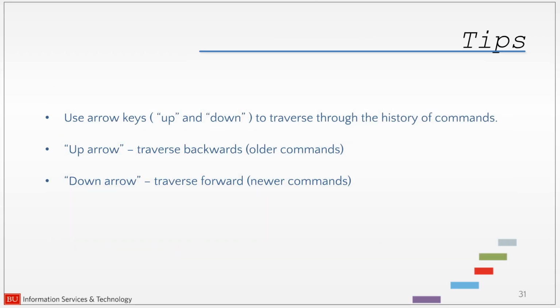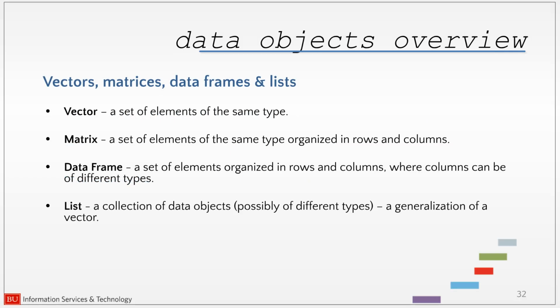A useful tip is to use the up and down arrow keys to navigate through the history of commands in the R console. R data objects include vectors, matrices, data frames, and lists. A vector is a set of elements of the same type. A matrix arranges the same type elements in rows and columns. A data frame allows columns of different types. A list generalizes vectors to hold different types of objects.